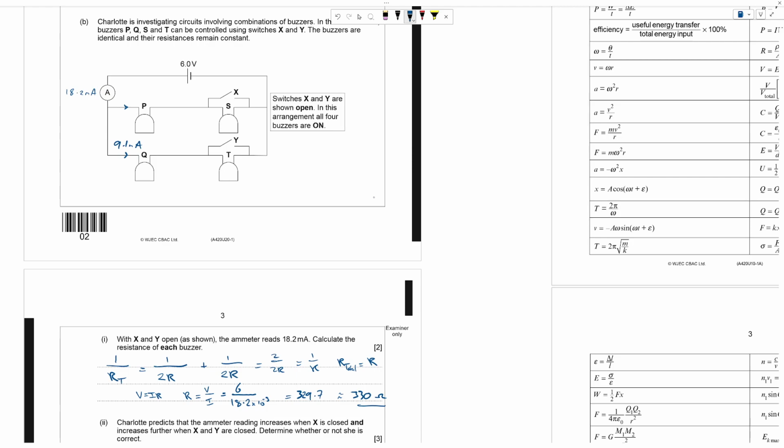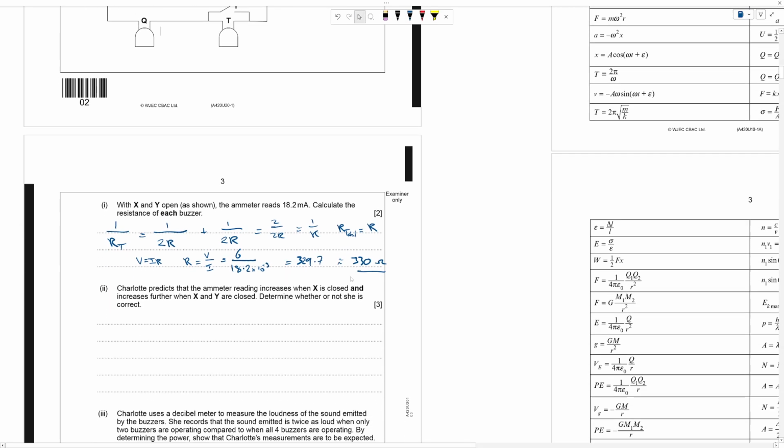These are in parallel, so each branch has 6 volts across it. Therefore, since the buzzers are identical, I could say that there are 3 volts across Q, and I could just apply Ohm's law to 3 volts and 9.1 milliamps to get the same result. Whichever method makes the most sense to you, it doesn't really matter.